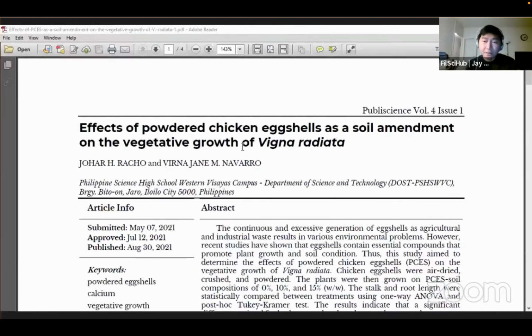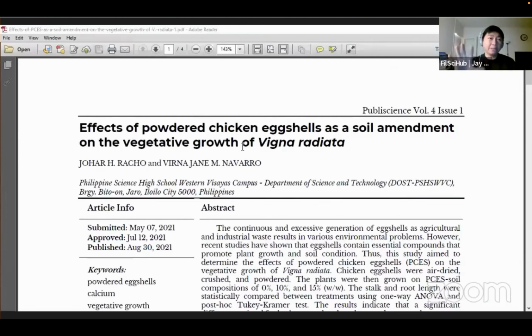So marami pong sources of articles na free out there in the Philippines. So kung gusto po nating mag-check, there's PubliScience, there's the Philippine Journal of Science. Just to contextualize our research, para po makita natin what are the ongoing research in our areas. For example, this one is in Western Visayas in Iloilo.